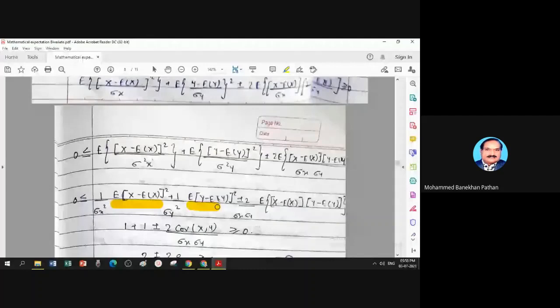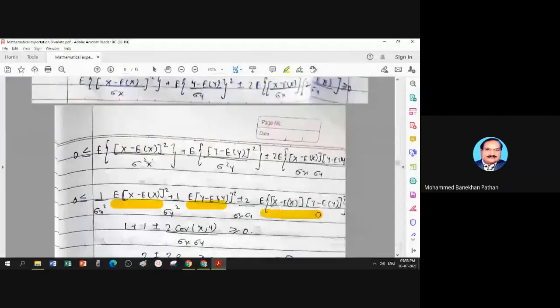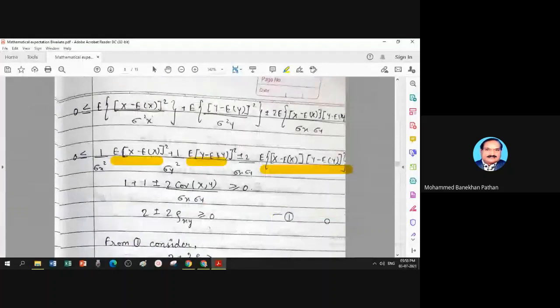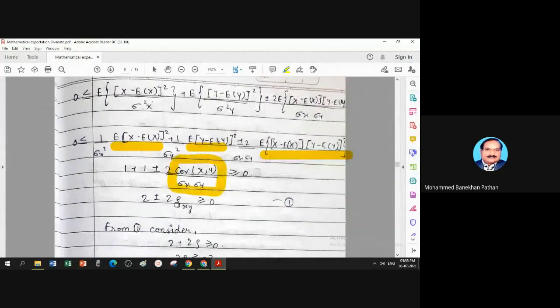So what you get, sigma square X divided by sigma square X cancels, get 1. Sigma square Y cancels with sigma square Y, you get 1. Plus or minus 2 times the covariance divided by sigma X sigma Y. Now if you look at this, it is your correlation coefficient. So 1 plus 1 is 2, plus or minus 2 rho, greater than or equal to 0. Call this equation 1.